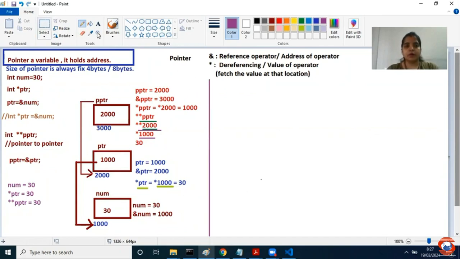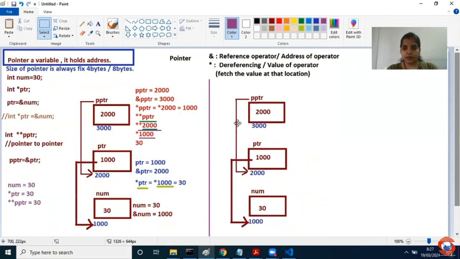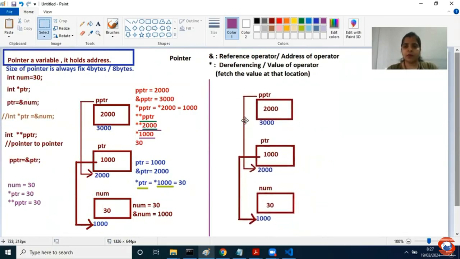Okay. Now I'll go a little ahead by taking this diagram and I'll say, yes, you can have any pointer name. This is just a naming convention, Swapnil. It's a user-defined variable. You can give any name, provided whenever you want to declare a pointer, you have to precede it with an asterisk sign.